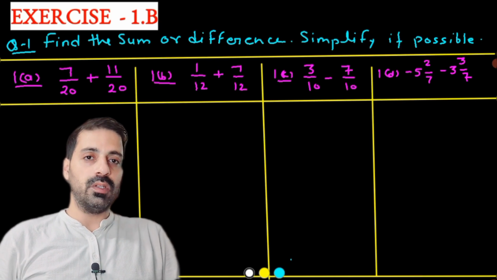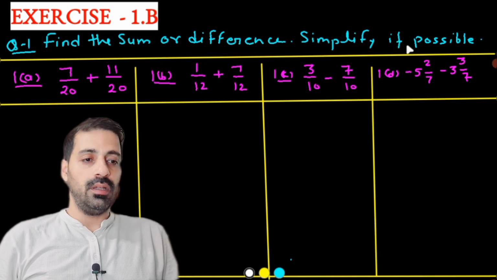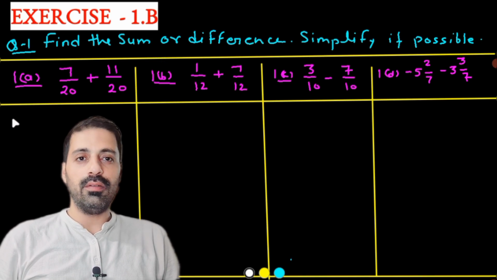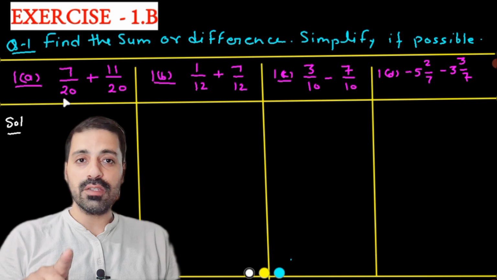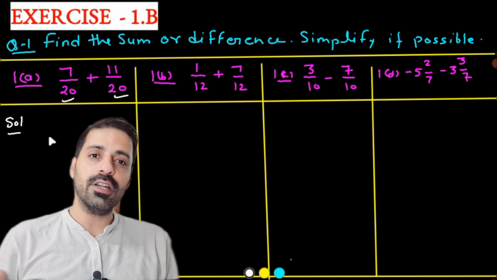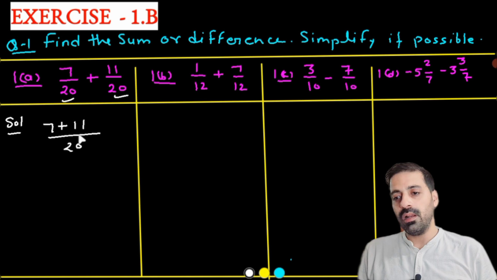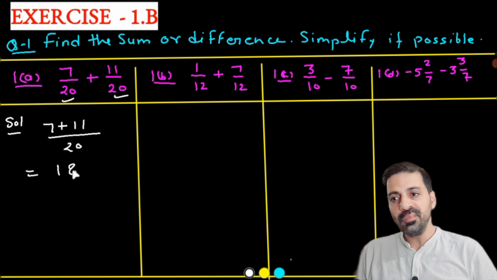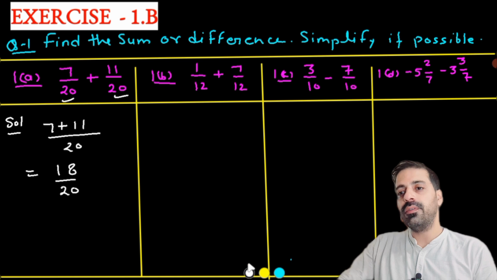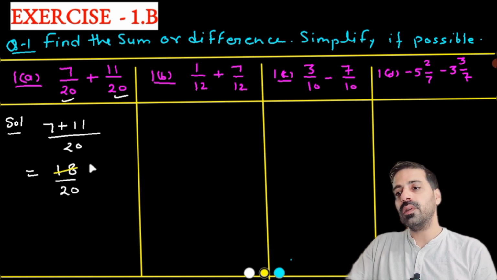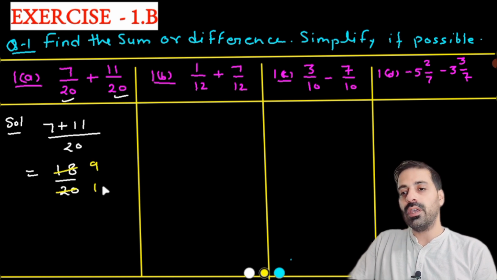Now exercise 1b is: find the sum or difference and simplify if possible. Here the logic you have to apply: the denominator of both rational numbers is the same, so the LCM will be 20 and the numerators 7 and 11 remain the same. Now add the numerators, 7 and 11 is equal to 18 upon 20, but they have a common factor, so cancel out by 2: 9 times, cancel this by 10. So the final answer is 9 upon 10.